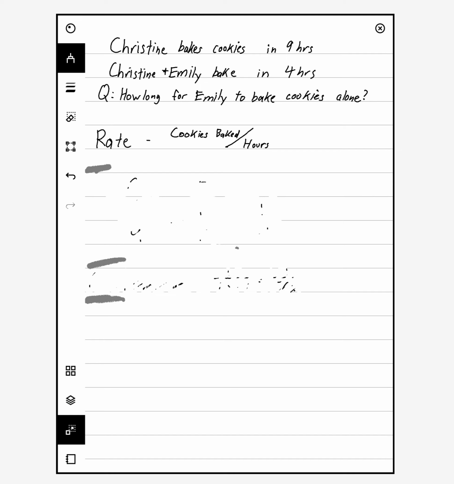So in this problem, we have a certain rate. And the rate is like how long it takes for you to do a certain amount of action. So for this, we have cookies baked per hour. Or since we're not counting the number of cookies baked, I'm just considering this the act of cookies being baked and how many hours it took. So if that's the rate we're looking at, we need to write Christine at a certain rate, Christine and Emily at a certain rate, and then Emily at a certain rate. So let me uncover what I have here.